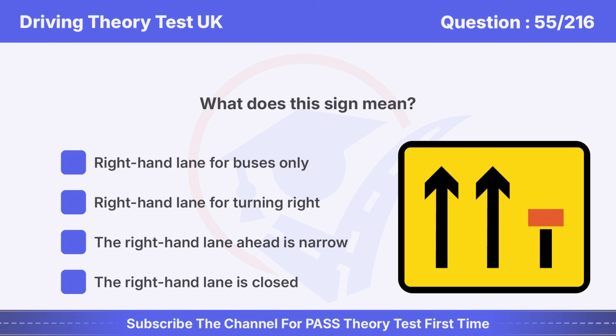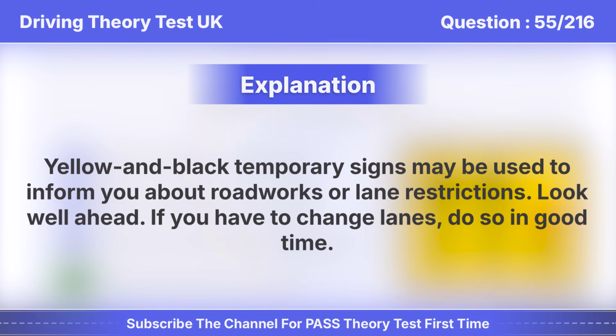Question 55. What does this sign mean? Answer is D. The right-hand lane is closed. Yellow and black temporary signs may be used to inform you about roadworks or lane restrictions. Look well ahead. If you have to change lanes, do so in good time.